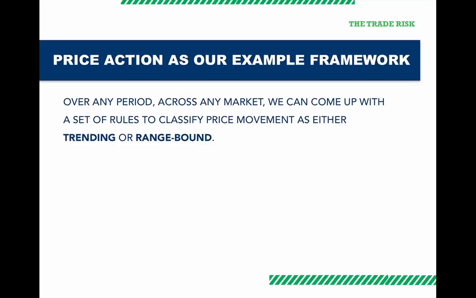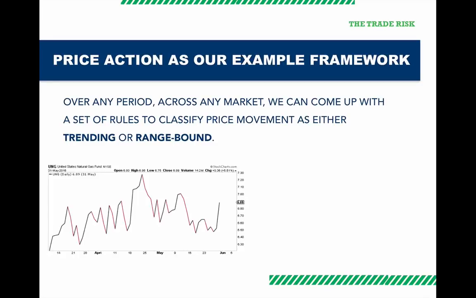Over any period across any market, we can come up with a set of rules to classify price movement as either trending or range bound. This is a foundational principle of markets. And again, if you're a student of price action, this is very intuitive and makes a lot of sense to you. On the left here, we have a range bound market. Notice price is depicted as a line chart here, just going completely sideways, up, down, one step forward, one step back, and there's no trend here. It just goes from left to right in the same exact spot.